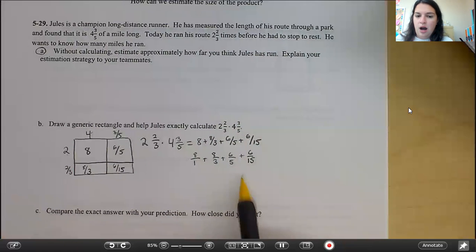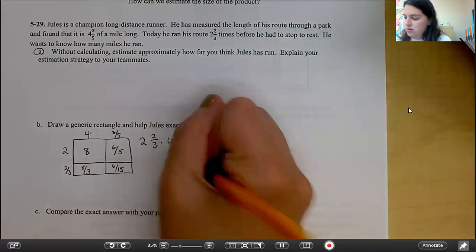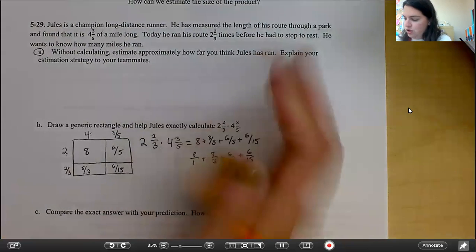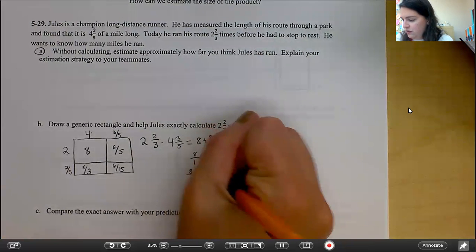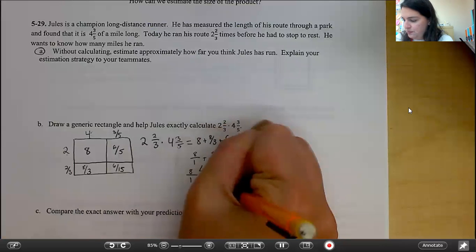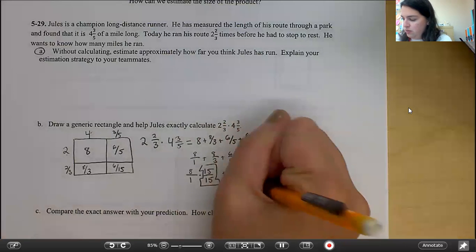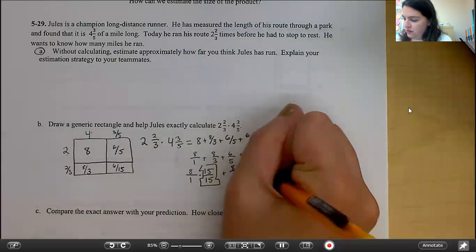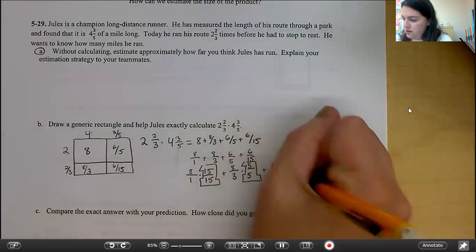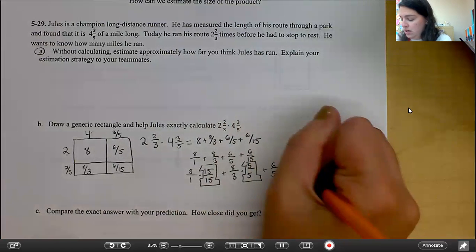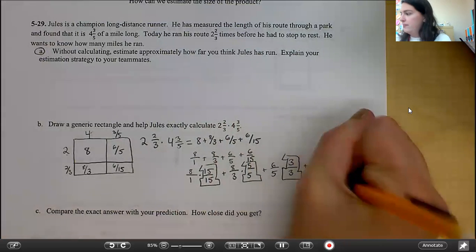Okay, so now we need our common denominators because we're adding. So 15 is our common denominator. So this, going back to our giant ones, 8 over 1 times 15 over 15 plus 8 over 3 times 5 over 5, since 3 times 5 gives you 15, which is in your giant 1, plus 6 over 5. 5 times 3 gives you 15, so 3 over 3 goes in your giant 1, plus 6/15.